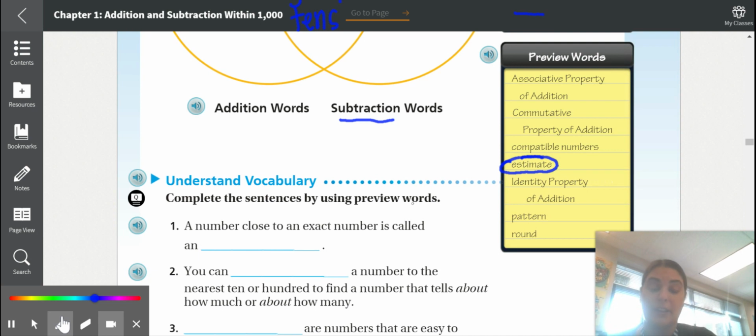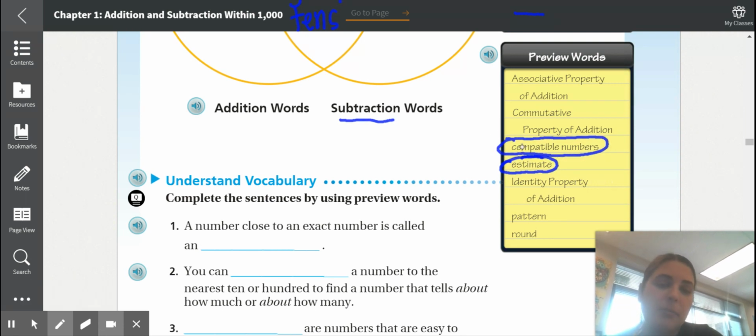A number close to an exact number, you can estimate to find that number, which we'll talk about in a second. But a number close to an exact number is what we call compatible numbers. Compatible numbers are numbers that are very close to each other, but they're not the same. So the number 10 and the number 12 could be compatible numbers. They're close to each other, but they're not the same. So the number 5 and the number 45 would not be compatible numbers because those numbers are too far apart from each other. So 2 numbers that are close to each other are compatible numbers.